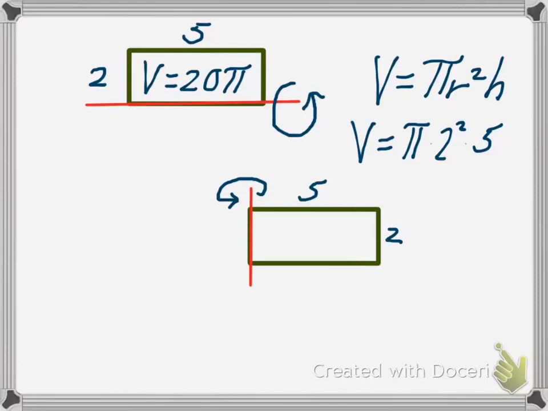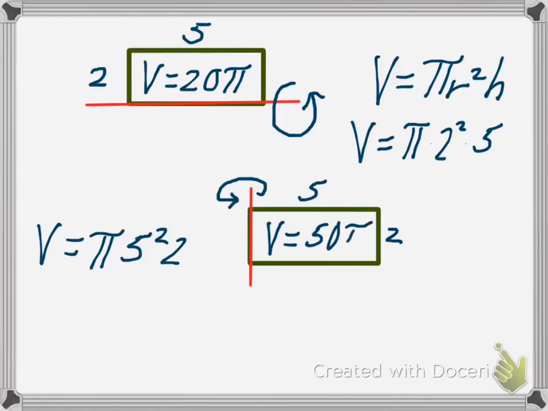So if we do volume for this, it's going to have a volume equal to pi. Now its radius, if you imagine this rectangle coming at you and coming around the red line, is going to be 5. So we're going to square that and multiply it by the height of 2. So the volume of that cylinder would be 50 pi. So we can take the same two-dimensional shape, rotate it over a different axis, and get a completely different volume and a completely different sized solid.